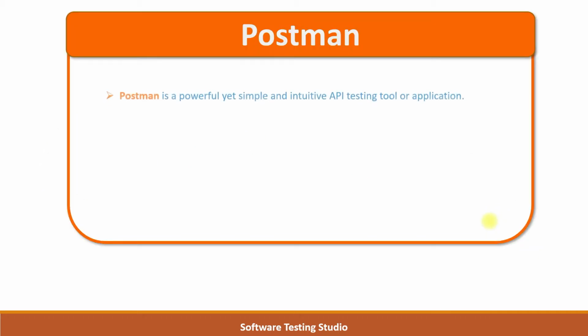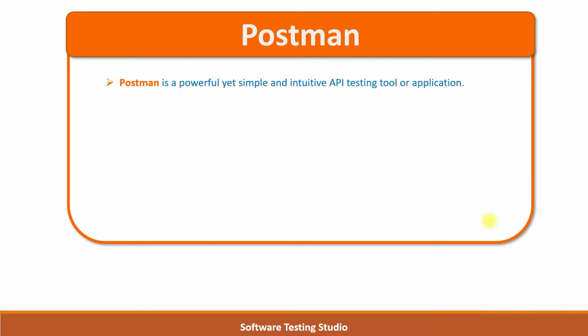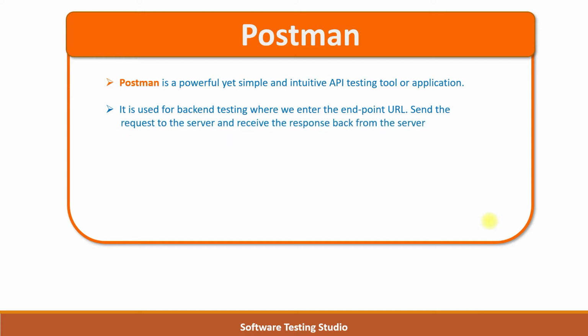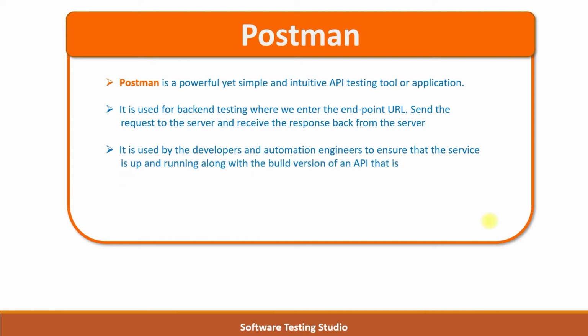So, what is Postman? It is a powerful yet simple and intuitive API testing tool or application. It is used for backend testing, where we enter the endpoint URL, send a request to the server, and receive a response back from the server. It is used by developers and automation engineers to ensure that the service is up and running along with the build version of an API that is being deployed into the region.